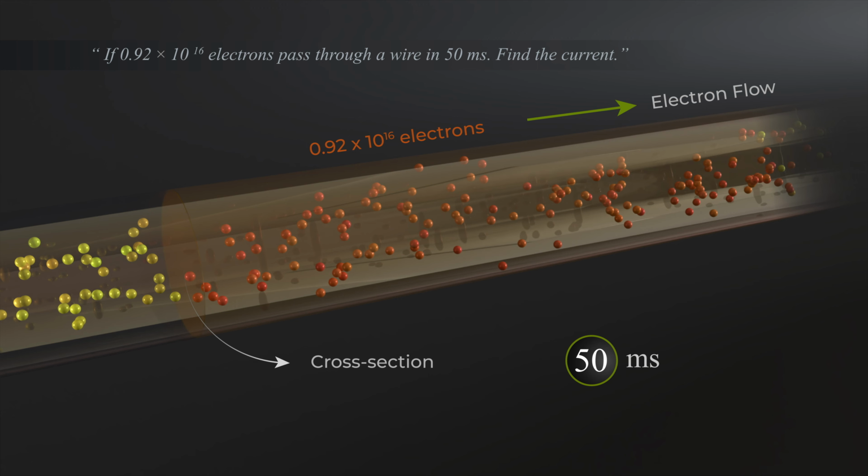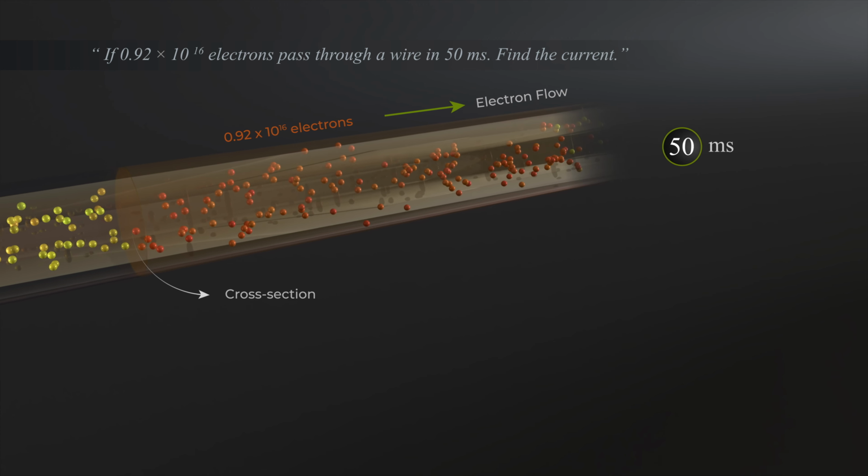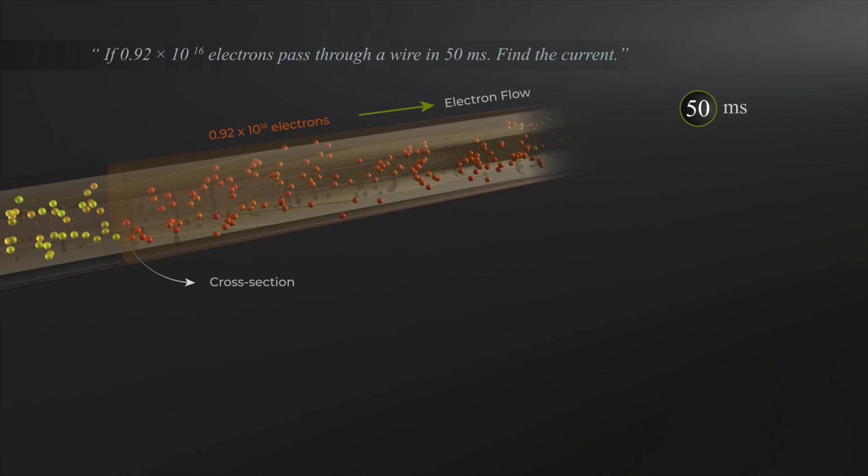But here's something to be noted. The problem doesn't directly tell us how much charge has passed through the wire. It just gives us the number of electrons. But we know that each electron carries a charge of -1.6 × 10^-19 coulomb, which we usually represent as -e.